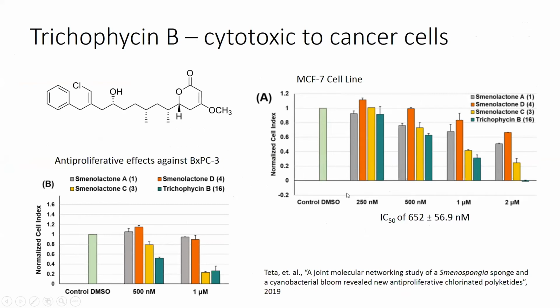Here, we are dosing with increasingly higher doses of our molecules, and we're looking at trichophycin B in green. So if trichophycin B is killing the cells, the bars are going to drop, and they do. And this molecule shows some potency, 652 nanomolar IC50. It's not extremely potent, but it's a fairly potent compound.